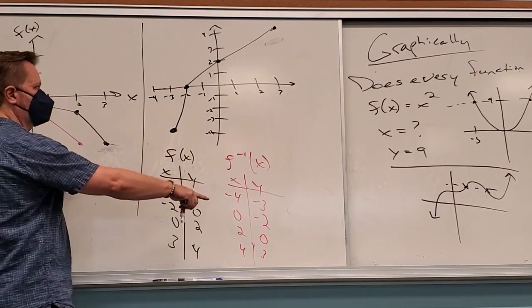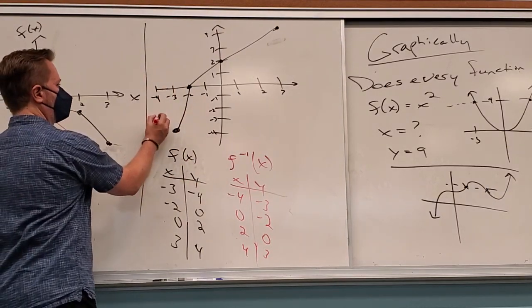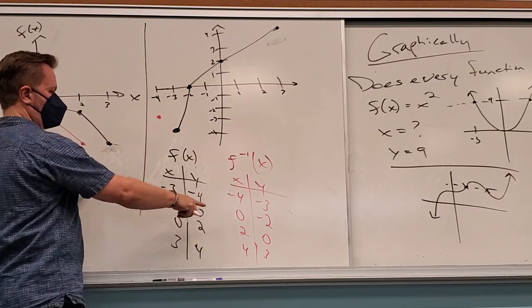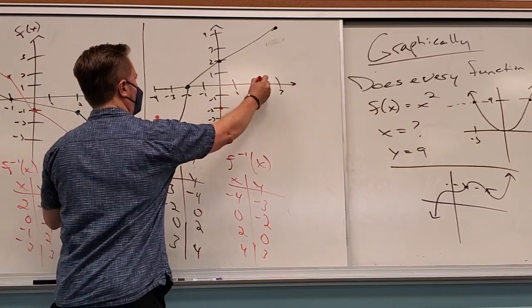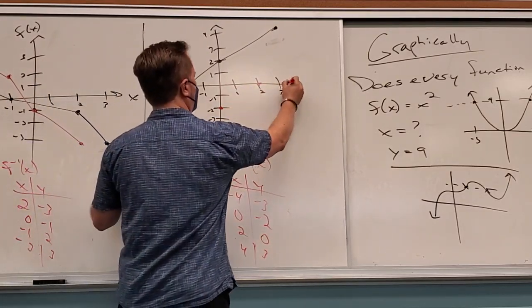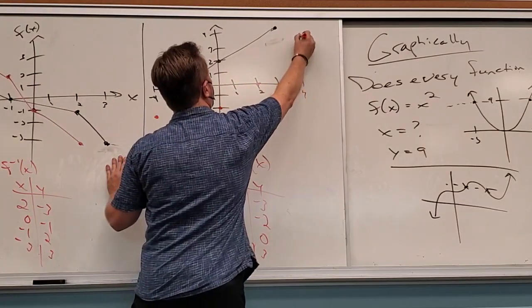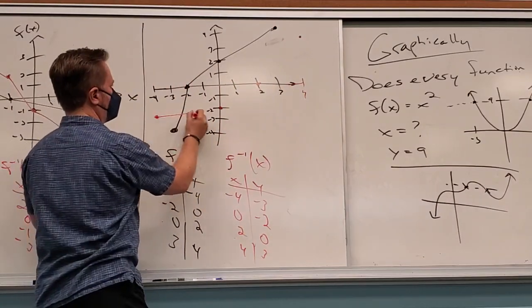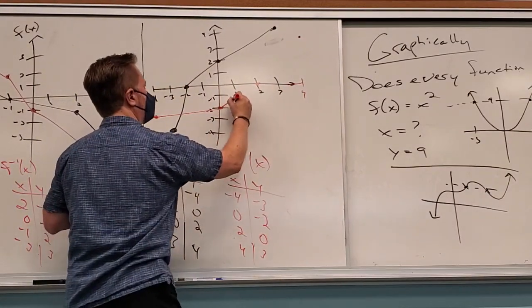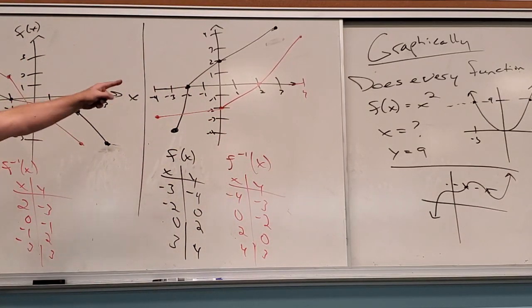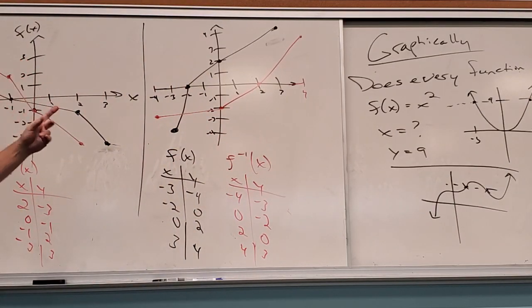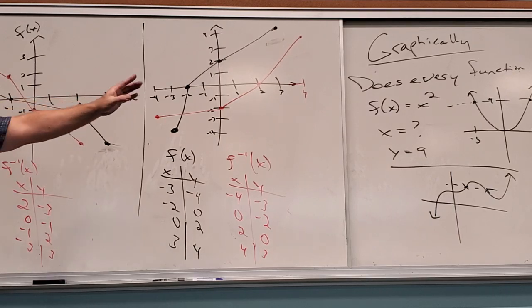So if I plot these: negative 4, negative 3; 0, negative 2; 2, 0; 4, 3. Oh, you know, 4, 3. So now the inverse looks like this. Now this one's a little bit easier to answer this question. This one's not quite as easy to tell, but we'll look back at it.